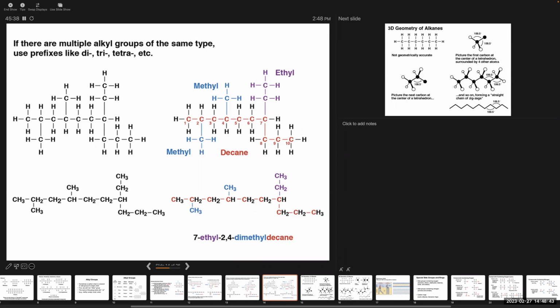Once again, IUPAC says put them in alphabetical order. So it's 7 ethyl. But now I've got 2 methyl groups. I could say 7 ethyl, 2 methyl, 4 methyl decane, but that's kind of dumb. It's redundant. So we put the 2 methyl groups together. We call them 2,4-dimethyl. So 7 ethyl, 2,4-dimethyl decane. So that tells me I've got an ethyl group on the number 7 carbon and 2 methyl groups, 1 on the number 2 carbon and 1 on the number 4 carbon.